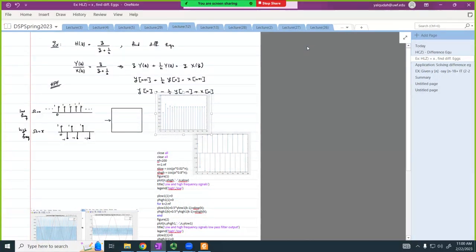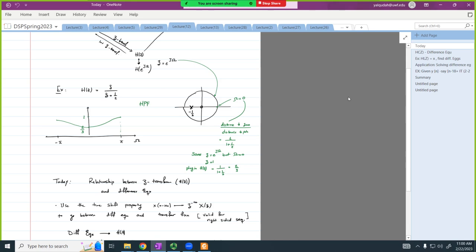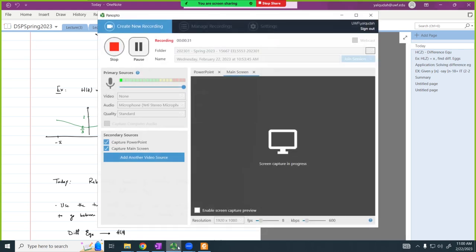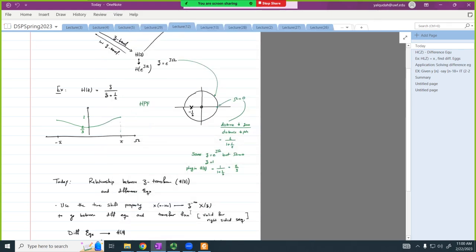Before we start today, I want to go back to the example that we did in the previous class, the high-pass filter. If you remember, we have a transfer function z over z plus 0.5, which is a high-pass filter. If I look at the frequency response of the filter, when omega is equal to 0, what was the gain? 2 over 3. This is the frequency response. When the frequency is pi, the gain is 2.